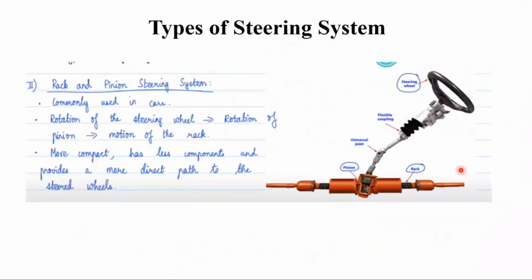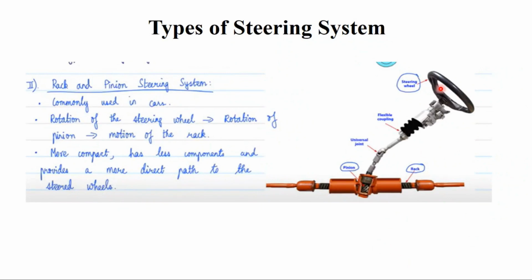Let us go to the other different types of the steering system. You have a rack and pinion steering system. In this system, you have a steering wheel, you have a flexible collapsing steering column, you have a universal joint. So here you have a pinion and rack and pinion. Okay. So this is commonly used in most of the cars.